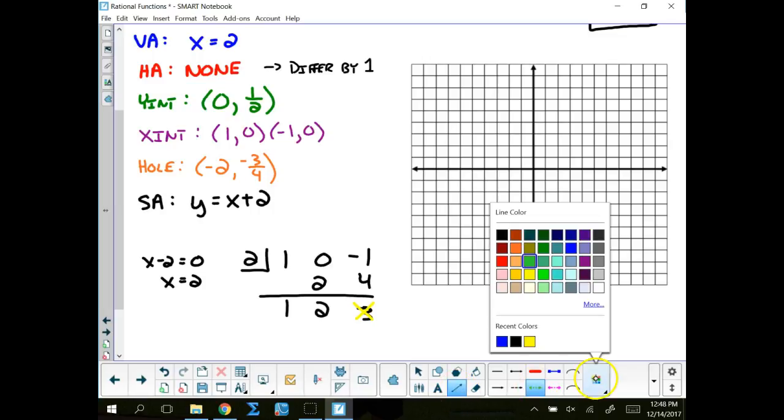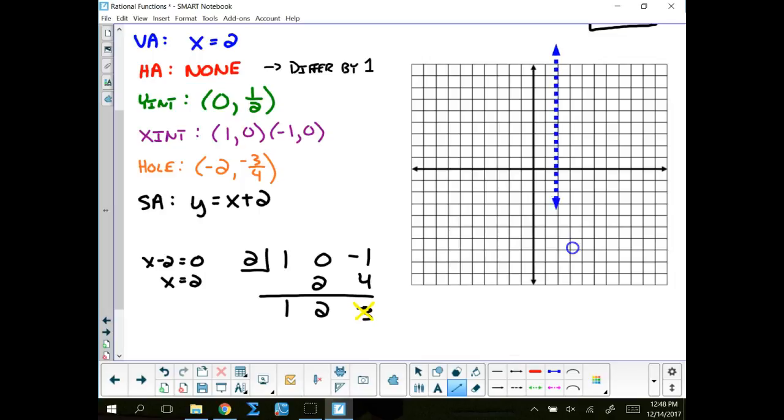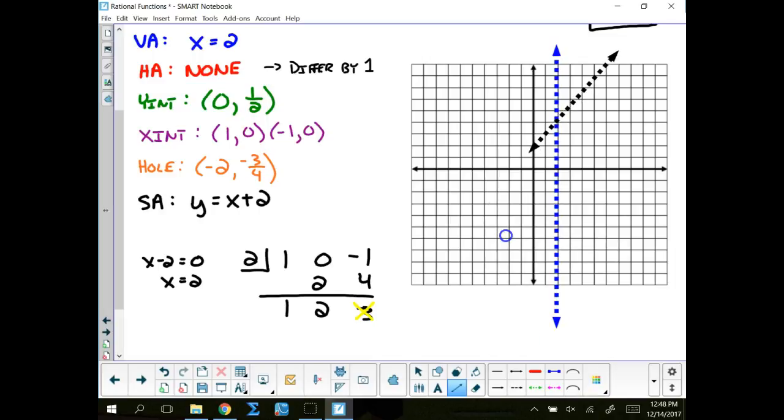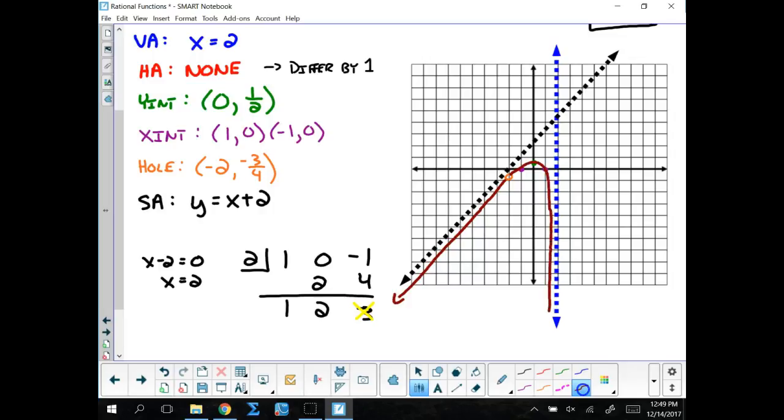So, we've got a vertical asymptote at x equals 2. We've got a slant asymptote at y equals x plus 2. I've got a y-intercept at 0, 1/2. I've got x-intercepts at 1, 0 and negative 1, 0. I've got a hole at negative 2, negative 3/4. I think that's enough on this side. 4 points on that side.